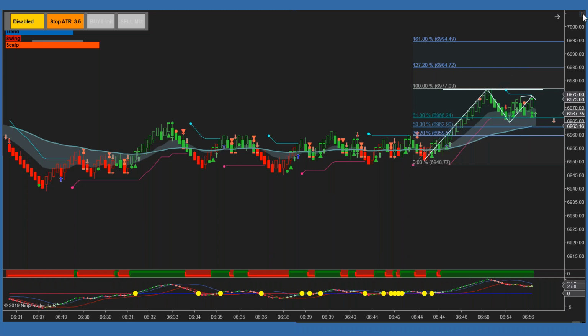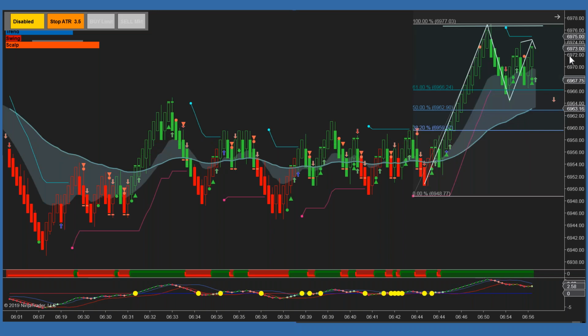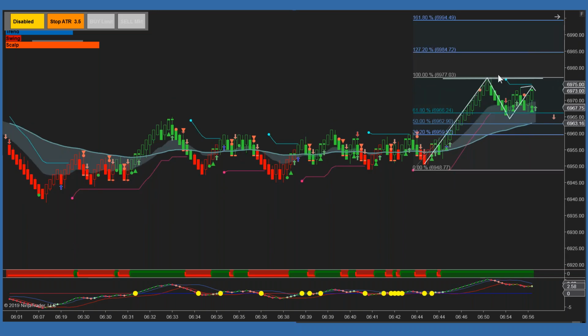So these lines now are going to become our profit targets. When and if prices break the 100% level, we're going to look at the 127 level as a profit target and the 162 level as a profit target. And you may be surprised to see how well that actually ends up working.